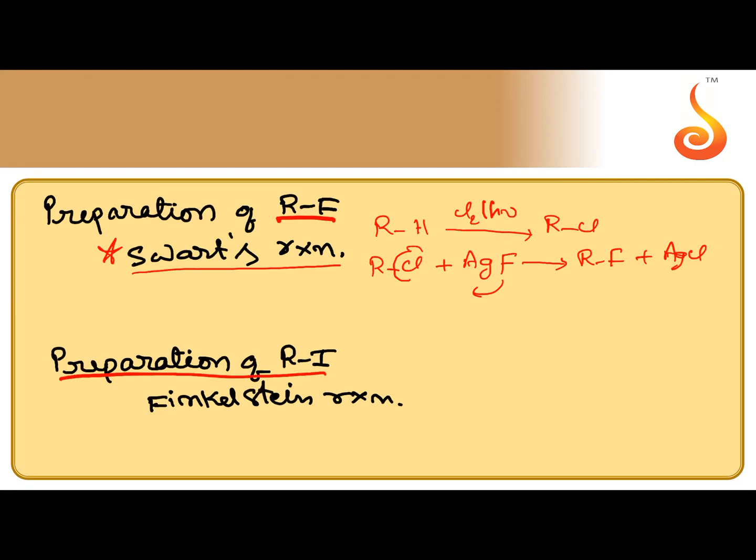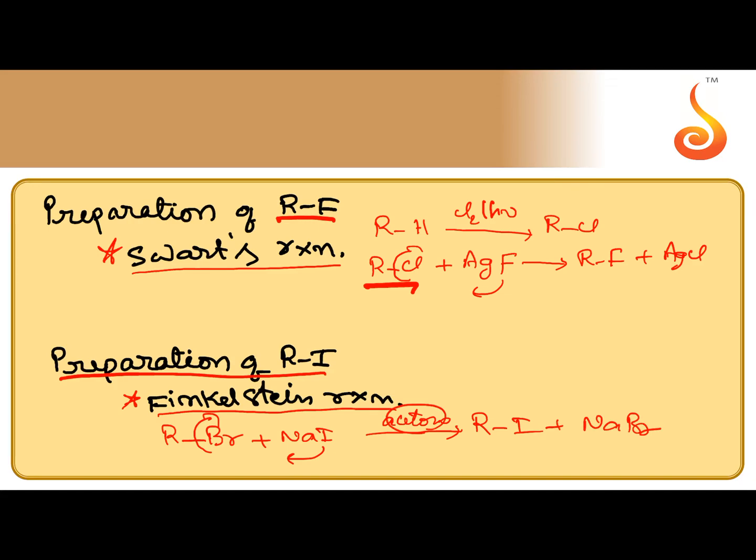Next one, for the preparation of alkyl iodide, because of poor yield, direct iodination also we cannot perform. That also by halide exchange method we can prepare. The method especially it is called Finkelstein reaction. Similar to Schwarz reaction, alkane first convert into alkyl chloride or alkyl bromide, any one. When that is reacted with sodium iodide in the presence of acetone solvent, bromide is substituted by iodide. We can get alkyl iodide plus NaBr. So in this reaction, acetone should be the solvent. So these two are named reactions, important for examination point of view.